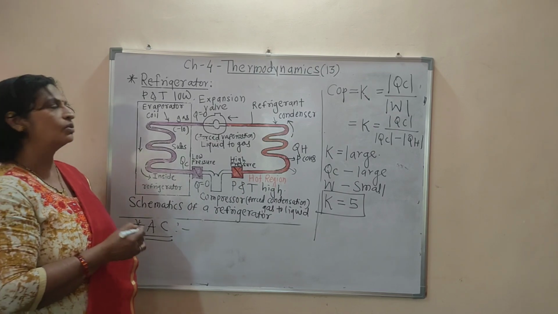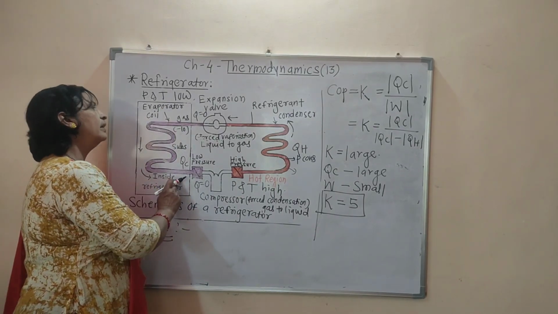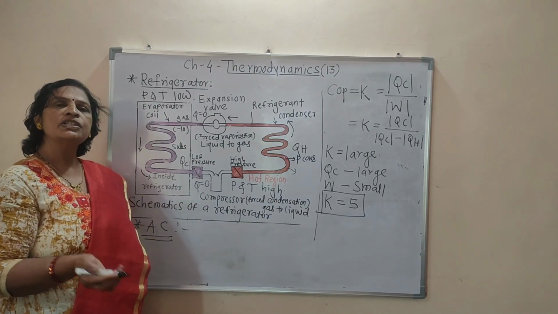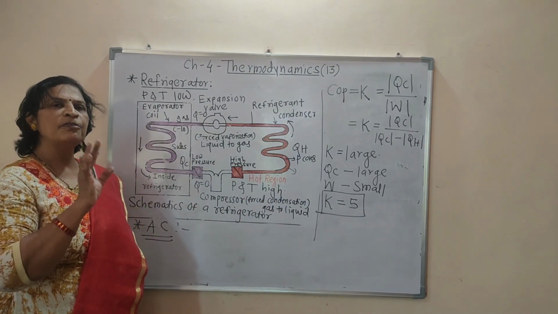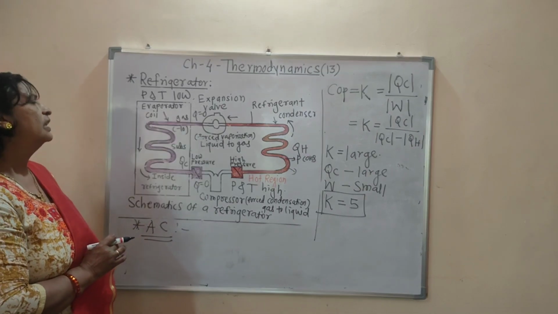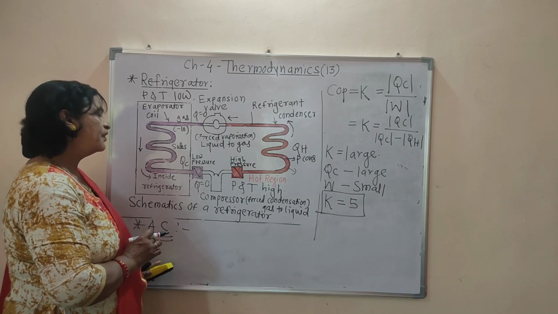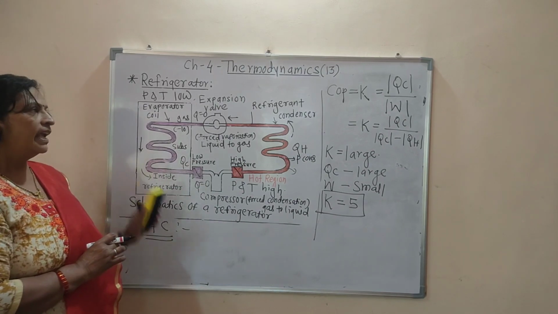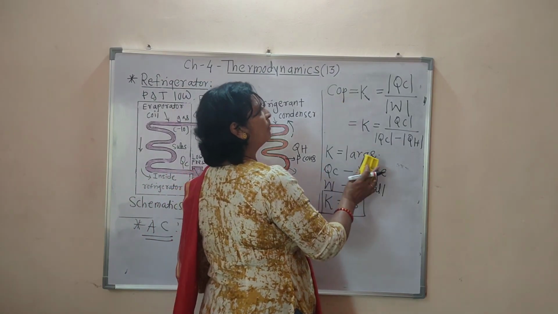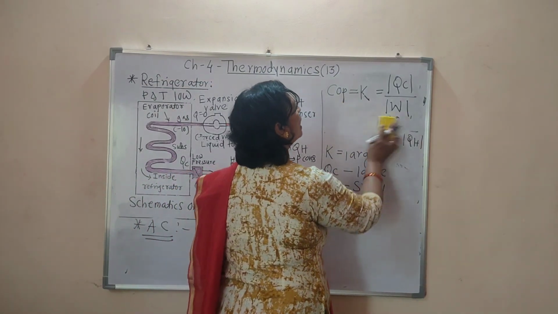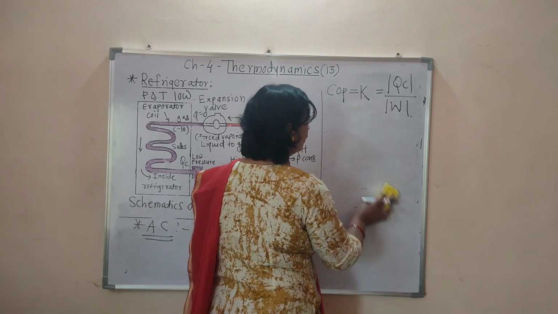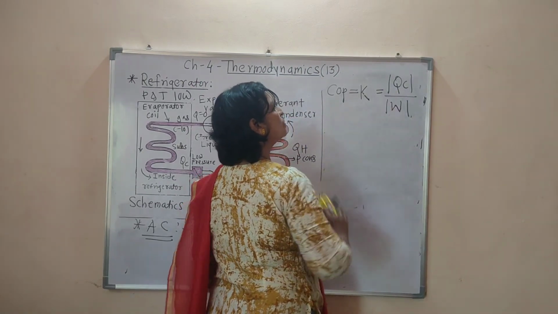The air cooled by this evaporator coil is circulated with the help of a fan which is present in the air conditioner unit. Again, the efficiency of an AC is measured by the coefficient of performance, and the formula for the coefficient of performance or quality factor of an AC is also the same.